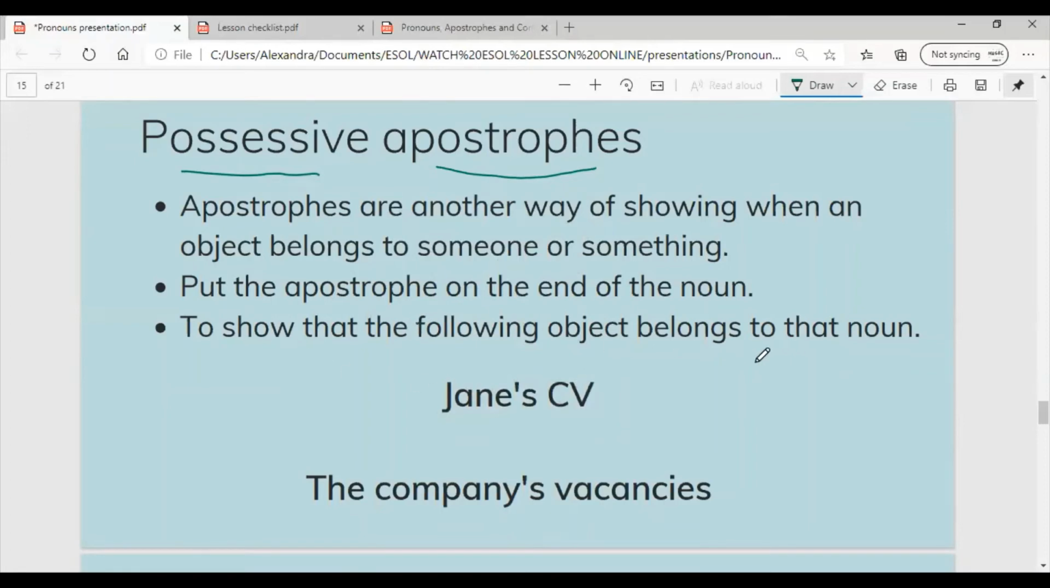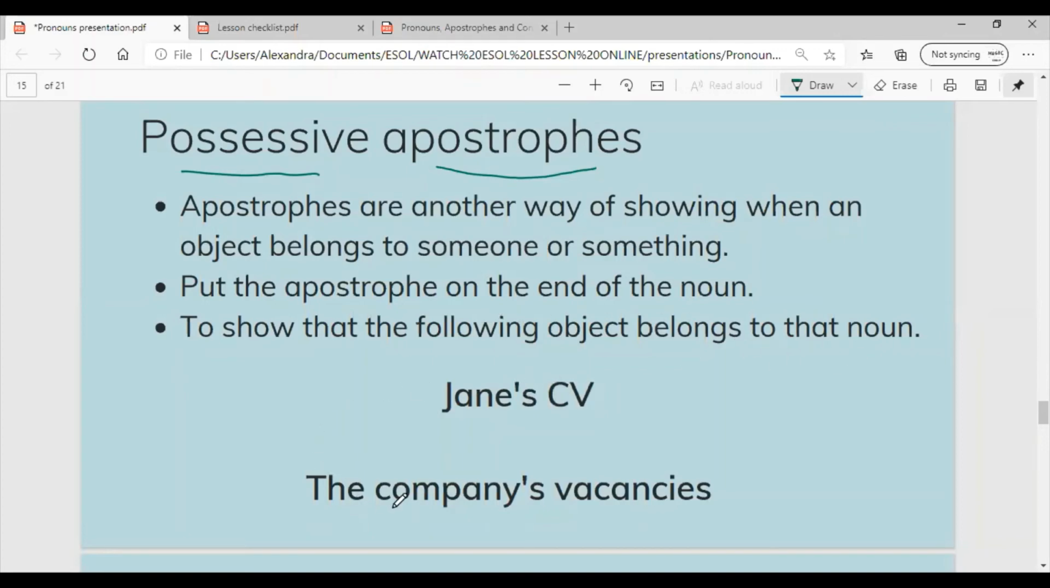Instead of writing an entire sentence that says Jane has a CV, or this is Jane's CV, you're instead just going to put in an apostrophe there and an S on the end, and this shows that this CV, this object, belongs to Jane. Okay, so you put in the apostrophe on the end of the noun. So Jane is our noun. You put the apostrophe in, then the S, and then you have the object that follows that noun.